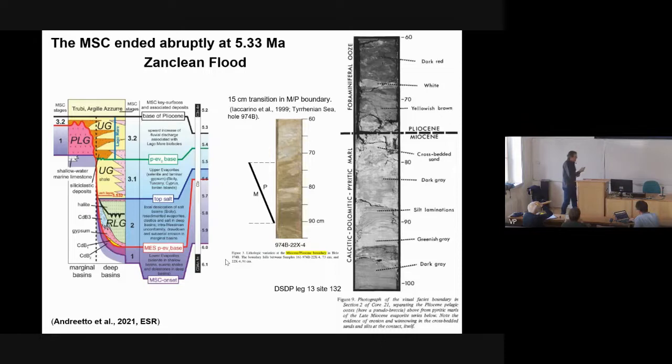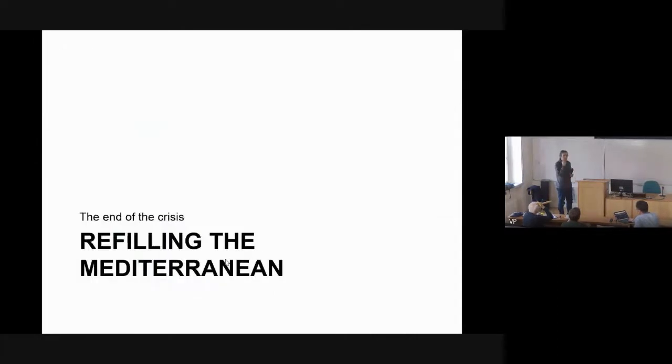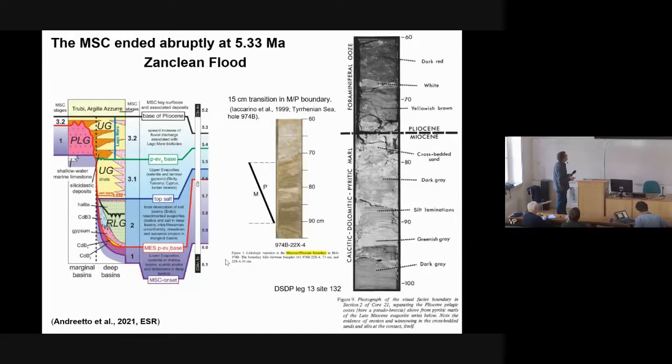Okay, now how to refill the Mediterranean? I already gave a hint. Once you have the basin desiccated, you need something that brings some part of the divide between the Atlantic and the Mediterranean again down below the Atlantic sea level. And that's not trivial, because you just uplifted it. That's why that mechanism about the lithospheric slab tearing is important, because that one can produce simultaneously uplift and subsidence, which otherwise would be difficult to explain.